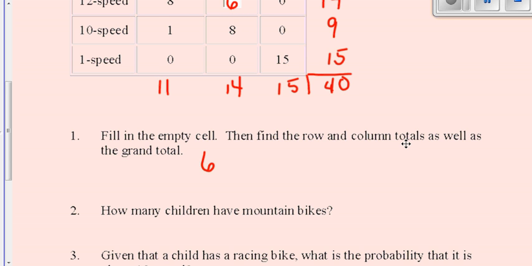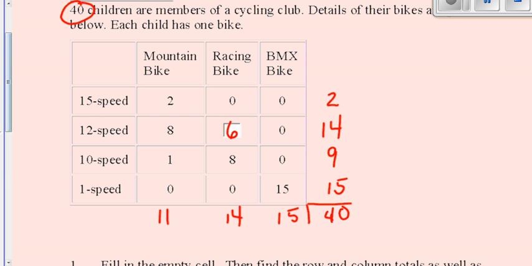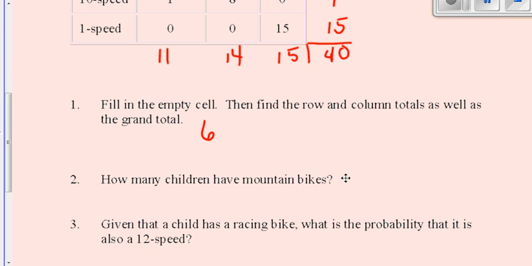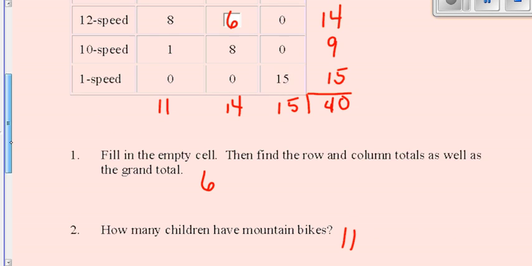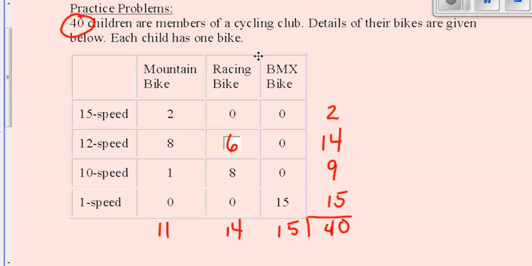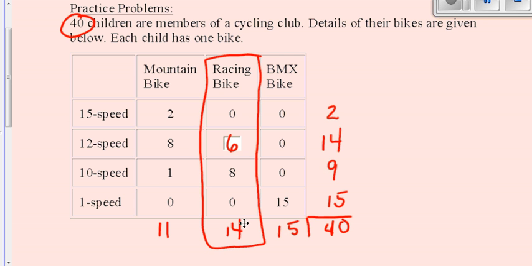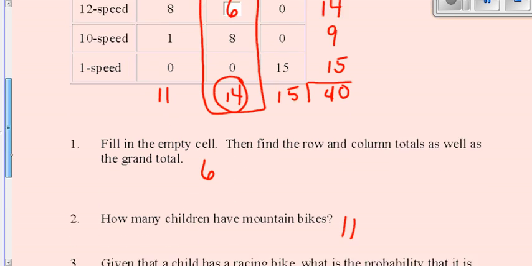How many children have mountain bikes? What would you say? Hopefully you would say 11. Given that a child has a racing bike, so assuming you're looking only within racing bikes, what is the probability that it is also a 12-speed? So if we look within the world of racing bikes, that total is 14. And then 12 speeds are 6.